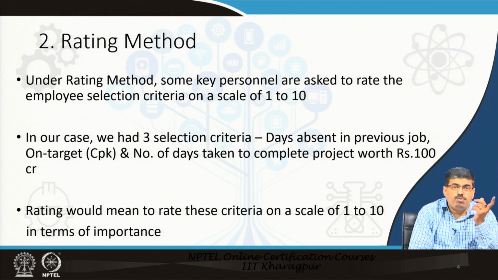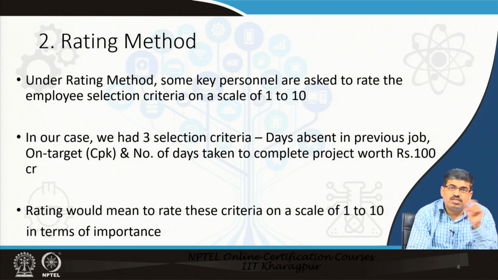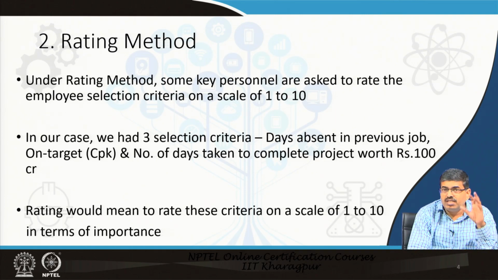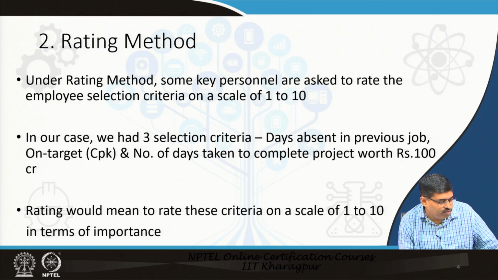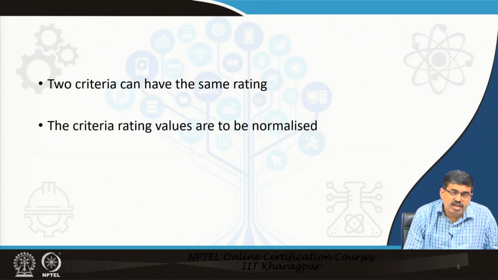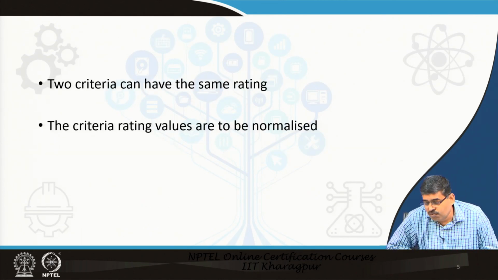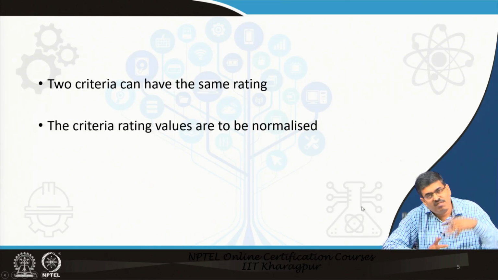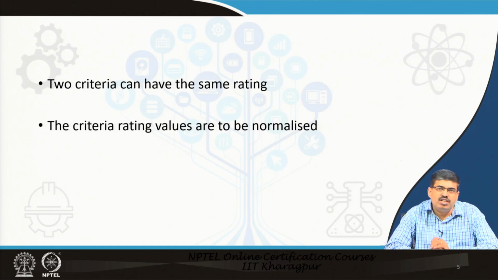What is the difference? In the LP method we learned that the weights were equal, so everyone is given equal importance, but here they are given unequal importance. So under unequal importance what should we do? Two criteria can have the same ratings, so one rating is 7 and another rating is 7, that can also happen. The criteria rating values are to be normalized, just like we normalized the previous table. Similarly here also we need to normalize.